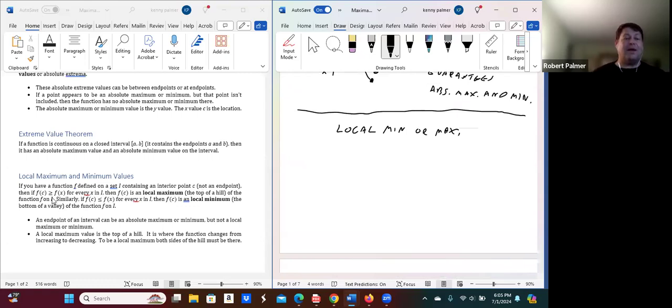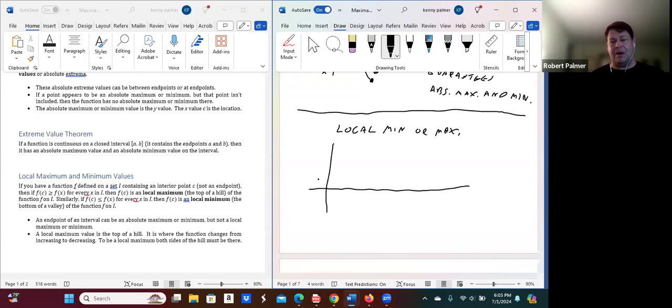But the same way, looking at interior points, not endpoints, and some number c, if you plug that x value of c in, its y is the highest y around locally, close by, then that's what's called a local maximum. Think of that as the top of a hill. Or if it's the lowest point around, it doesn't have to be the lowest point everywhere, it's the lowest point around locally, that's why it's called local, then it's a local minimum. So let's draw a picture of this.